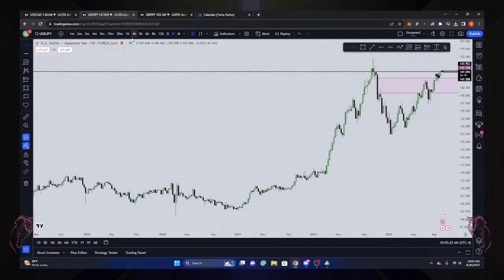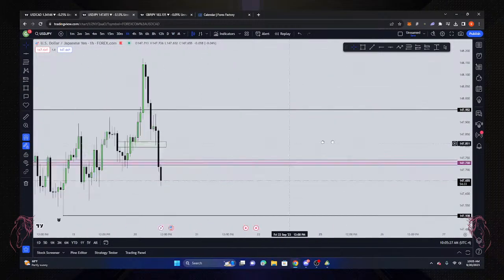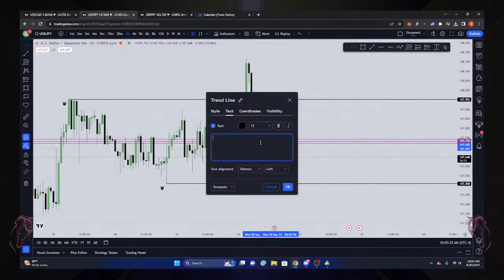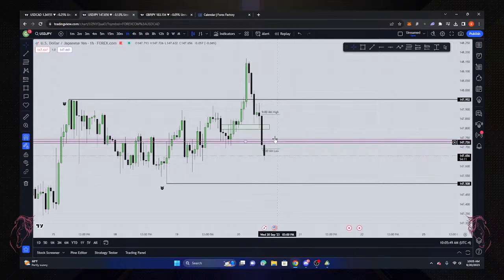UJ, let's do the same. Let me mark the 9 a.m. high, 9 a.m. low, which is this right here. 9 a.m. high, 9 a.m. low, which has already been broken. Which the 9 a.m. high is yet to be broken.